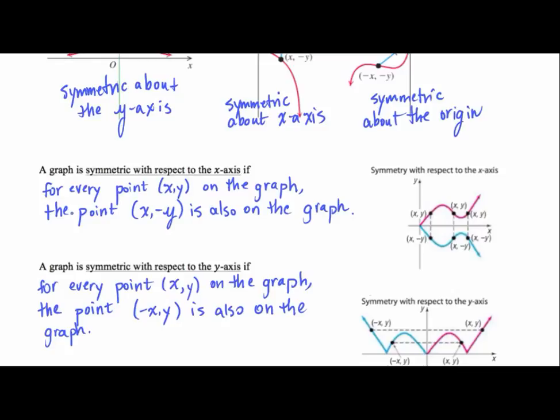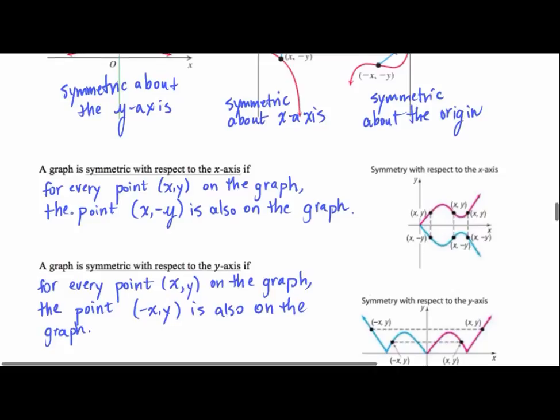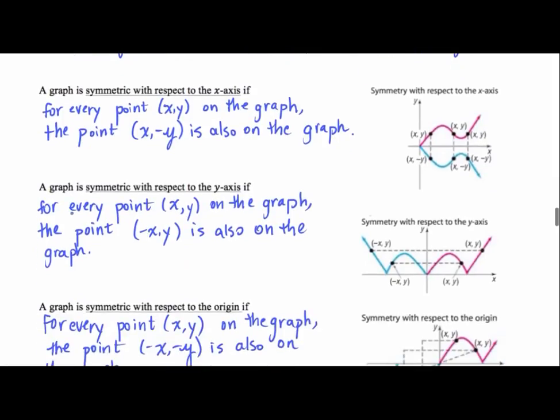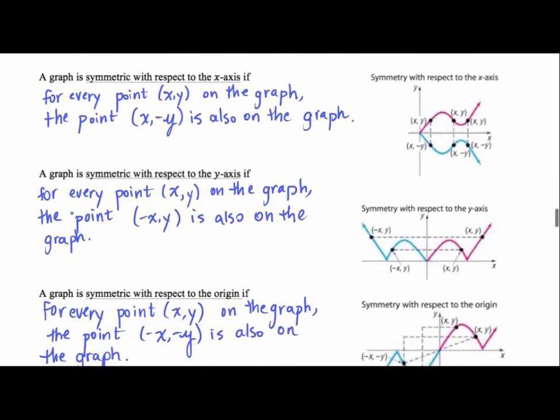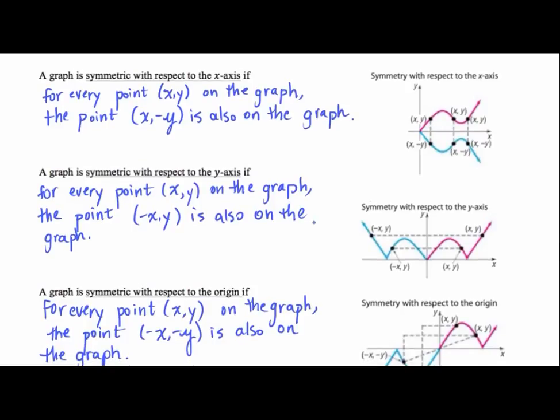Or about the x-axis, right? A graph is symmetric with respect to the x-axis if for every point x, y on the graph, the point x, comma, negative y is also on the graph, which you can kind of see visually right here. The mirroring points have the same x-coordinate but opposite y-coordinates. Okay, or it's symmetric about the origin if both of those things are true. So if for every point x, y on the graph, the point negative x, comma, negative y is also on the graph. You actually flip it both ways, over the x-axis and over the y-axis, if it's symmetric about the origin.